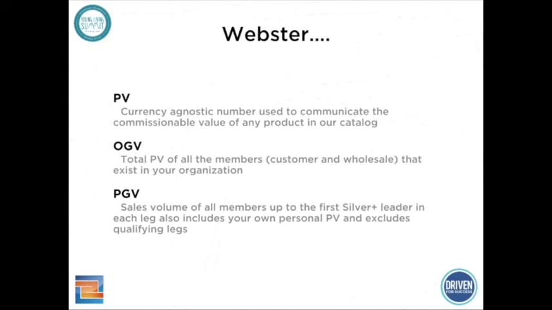The OGV, which is the organizational group volume, is just taking the PV of every person in your team and adding it all up. That gives you the total volume in your team, otherwise known as the OGV. And then we have the PGV. It's kind of the ugly stepchild of PV and OGV because it's often ignored, but it's actually super crucial.